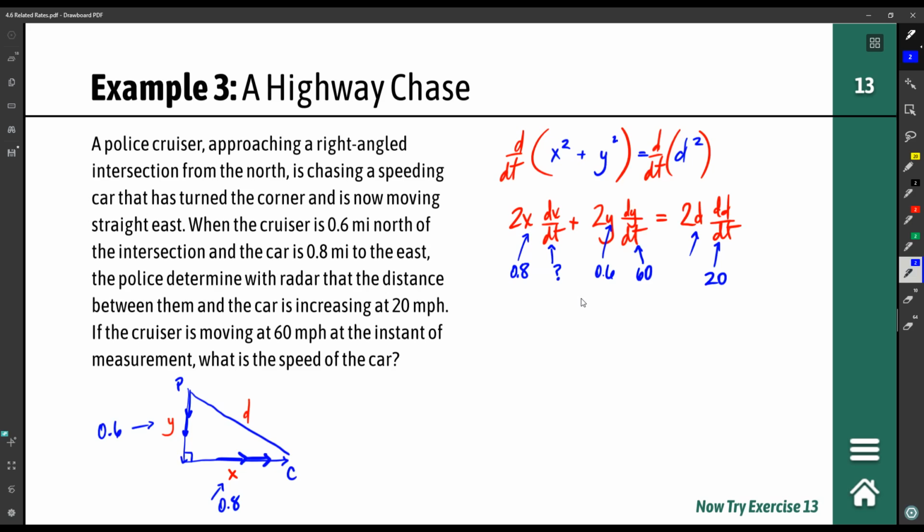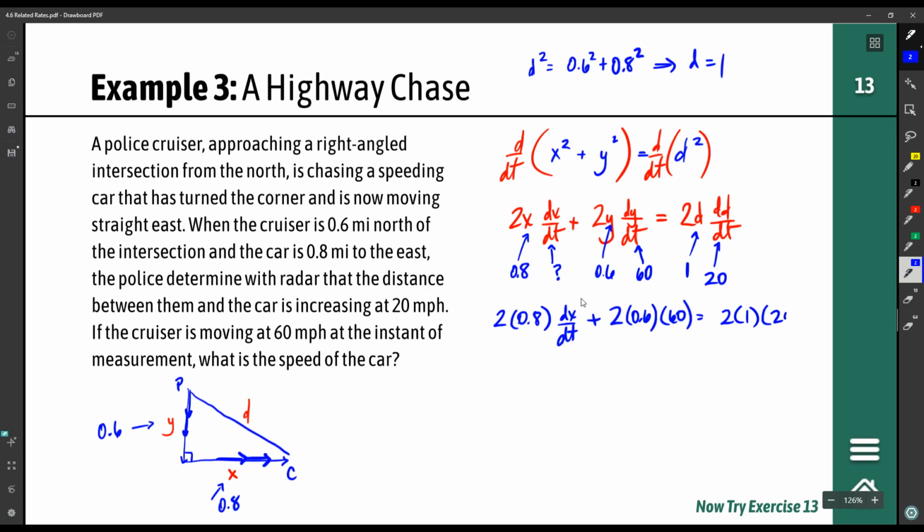But since these variables or functions were related by the Pythagorean theorem, I can solve for d. If I say that distance squared is equal to 0.6 squared plus 0.8 squared, I can solve that. And I'll find out, this is a 3, 4, 5 triangle, so the distance is 1, and I can replace that d in that equation with a 1. So here's what we have next. 2 times 0.8 dx/dt plus 2 times 0.6 times 60 equals 2 times 1 times 20.